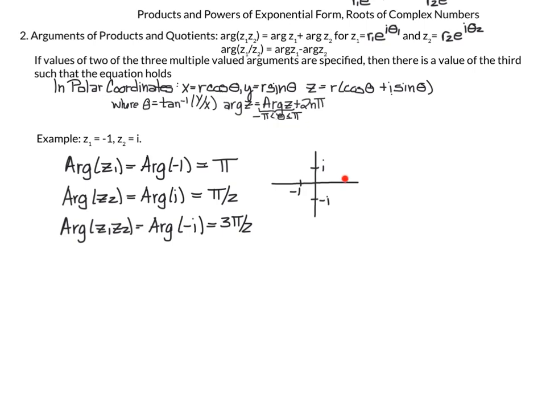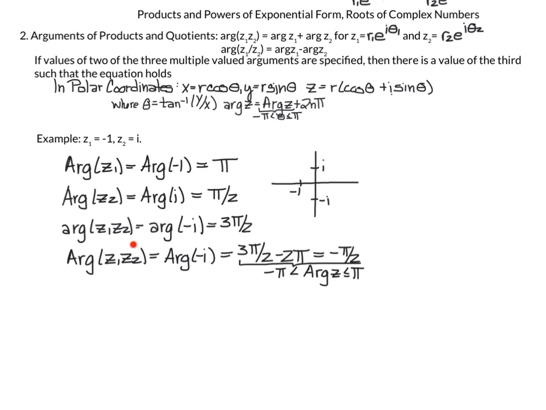The argument of negative i, so we come around from here to here, that's 3 pi over 2 radians. At this point, I need to be careful because 3 pi over 2 is not our principal argument. 3 pi over 2 is greater than pi, so I should really make these lowercase. If I really want to find the principal argument, and I do, for this negative i I need the angle between negative pi and pi, but that's just this angle over here. I can go in the opposite direction, the clockwise direction, and get negative pi over 2 as my angle.